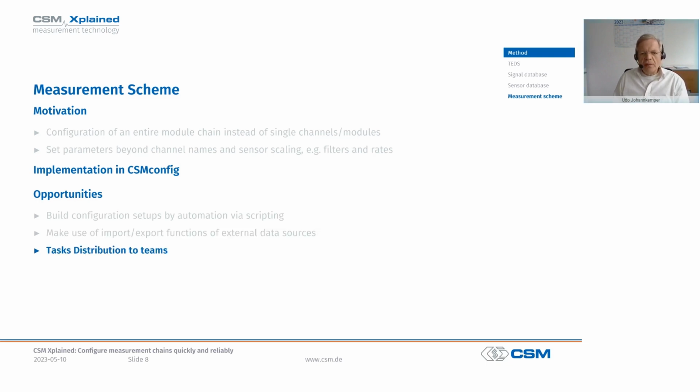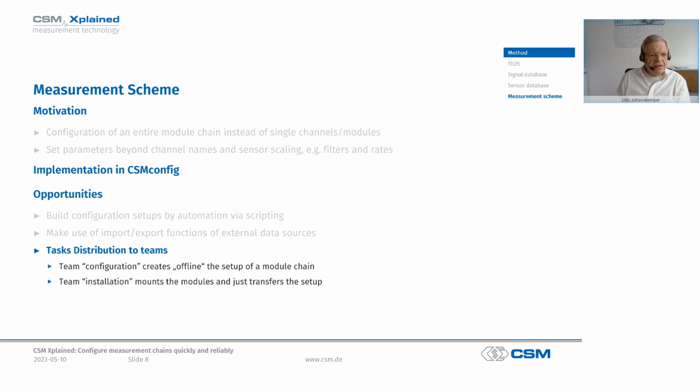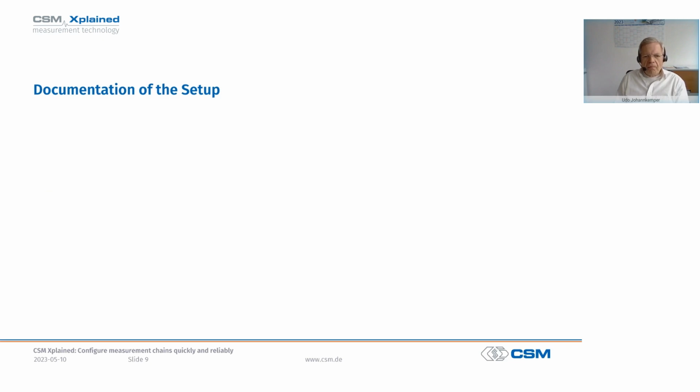Different teams can work simultaneously on the same configuration task. Team 1 cares of the modules. Team 2 cares of the settings and of the installation and mounting, and just imports and transfers the setup. Again, automation by script and parallelization of operation can help to speed up the process of configuration. Of course, for a seamless work of teams, you need good documentation.